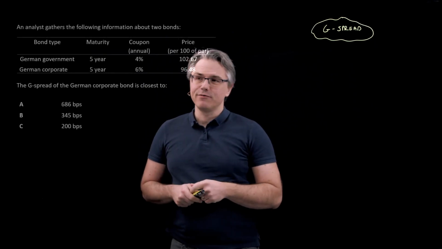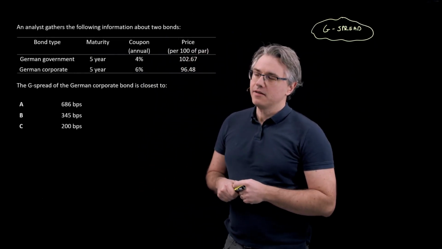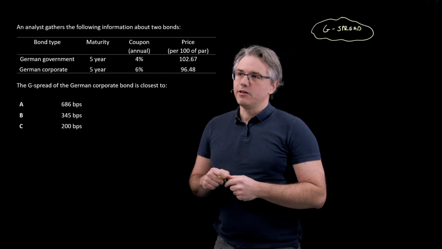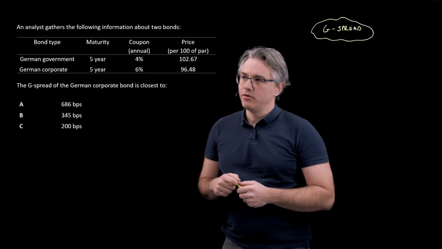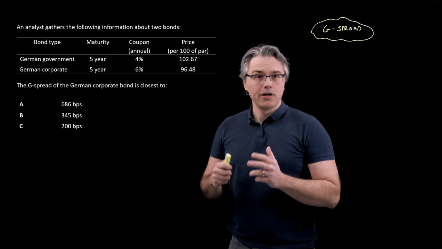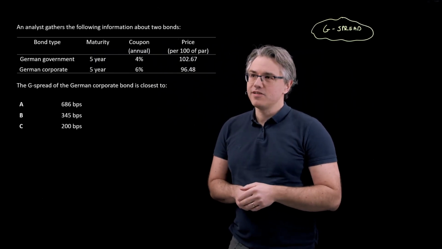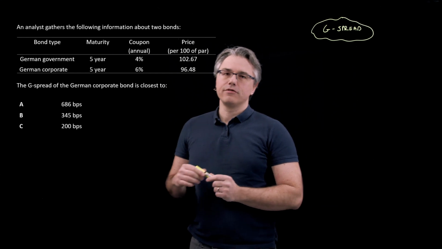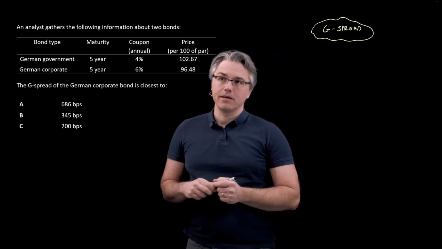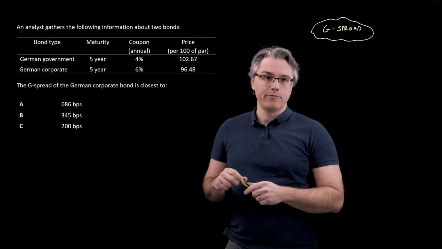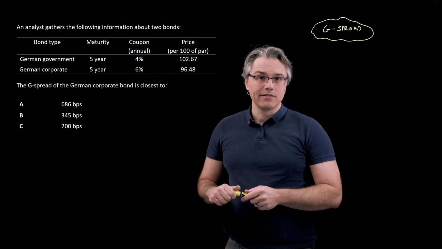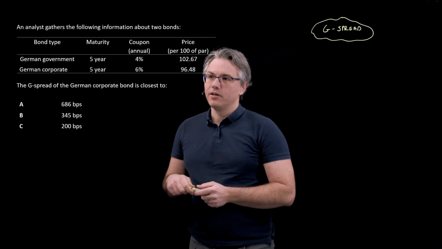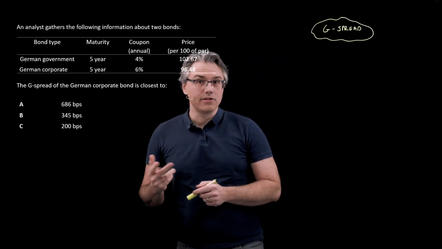So this is the question which I want us to have a go at. An analyst gathers the following information about two bonds. You've got a German government bond and a German corporate bond, both with the same maturity, different levels of coupon, and different prices per 100 of par or 100 of nominal value. And we're asked to compute the G-spread of the German government bond and what is it closest to.